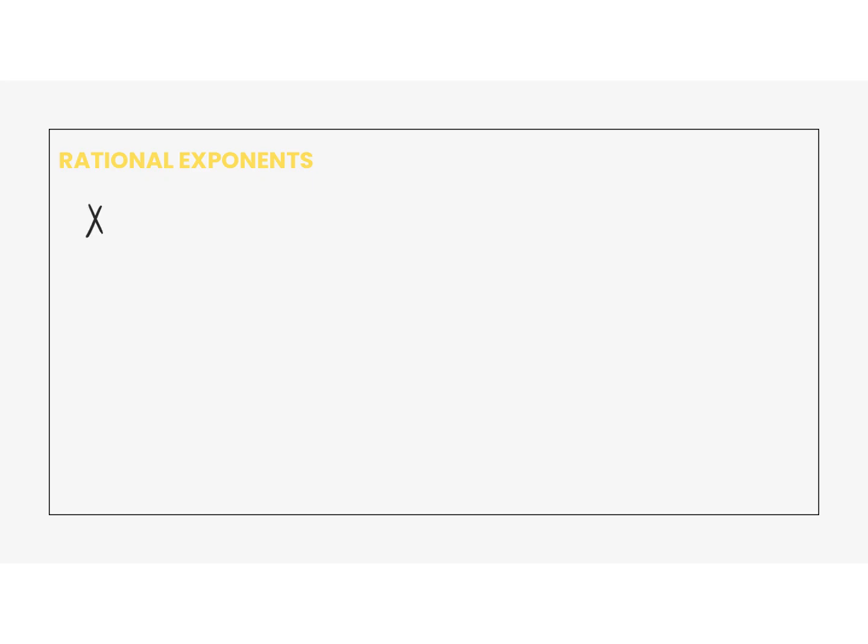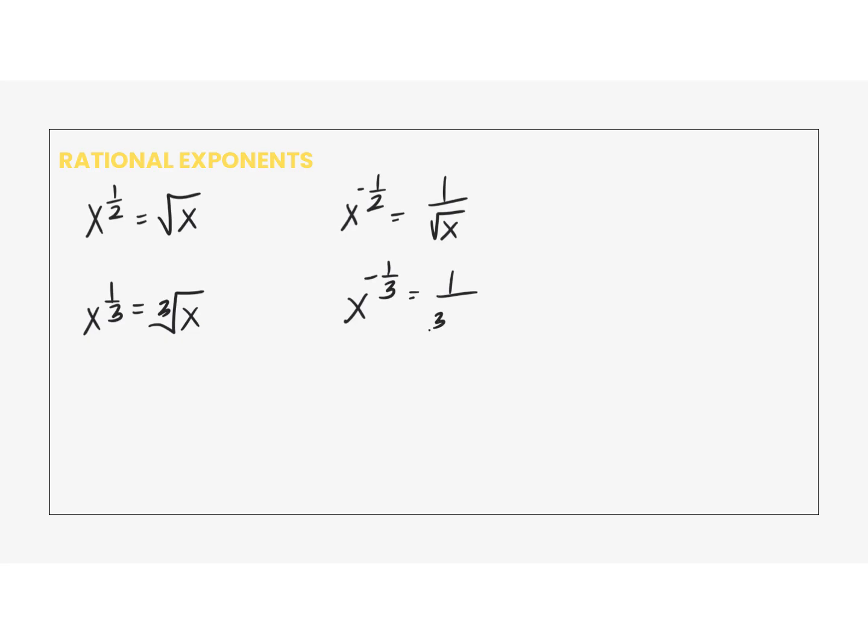Okay, x to the 1/2 is really the square root of x, or x to the negative 1/2 is 1 over the square root of x. If I were to write x to the 1/3, that's the cube root of x. So whatever that bottom number of the fraction is what goes in your root. X to the negative 1/3 is 1 over the cube root of x.